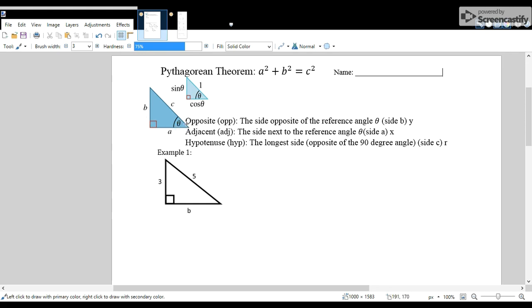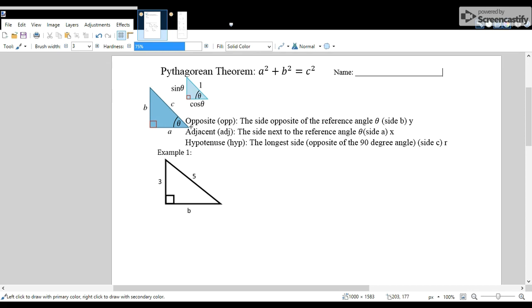If you have an angle inside of the triangle, you may be referencing it based on that. If you do that, B would be the opposite side to this reference angle, theta. A lot of times they call it y. A would be the adjacent, the side next to the reference angle, theta. And it's a lot of times called x.